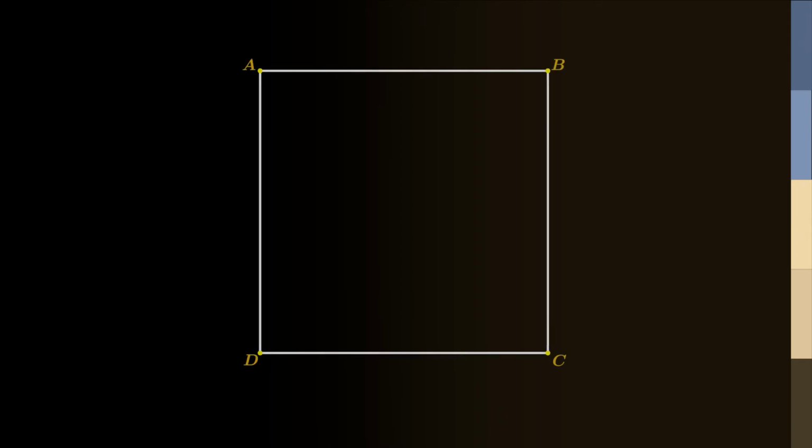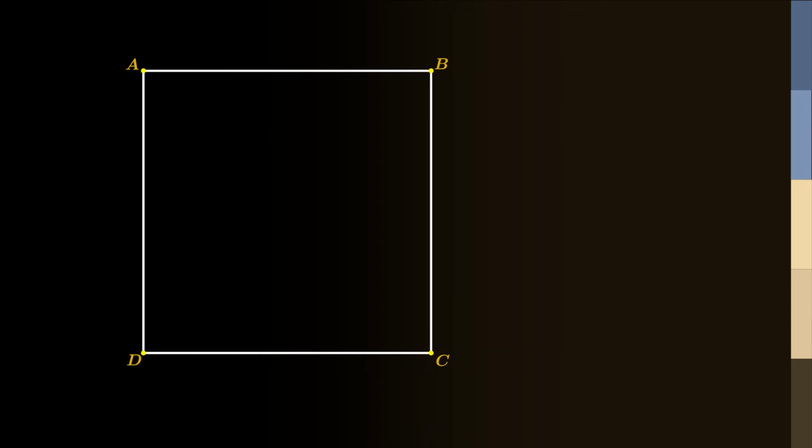Hello everyone. This time we are showing and proving a nice little construction in a square, dividing a line segment in 5 equal parts and using the mid-parallel properties to prove it. We start with a square ABCD.